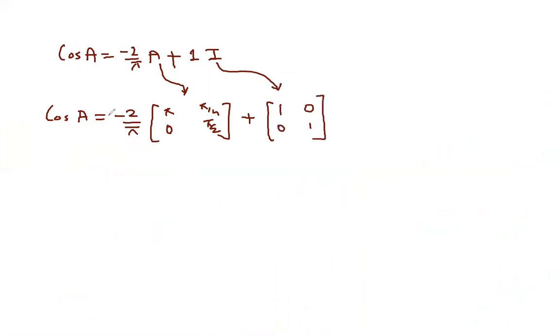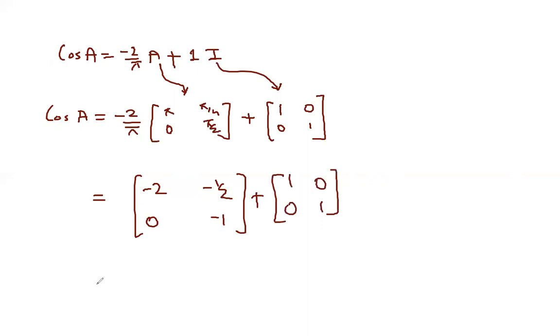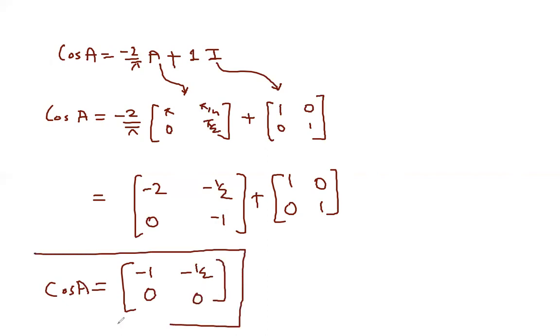Then we just have to add them, right? We'll just multiply this inside first. So you will multiply minus 2 by pi here. It will become minus 2. Now this will become minus half. This is just 0. And then minus 2 by pi times pi by 2 is just minus 1, right? And you have to add this with 1 0 0 1. And you will find the cosine A to be equal to minus 2 and 1 will become minus 1. Minus half and 0 is minus half. 0 plus 0 is 0. Just add them. Minus 1 plus 1 is 0, right? So that is cosine of A.